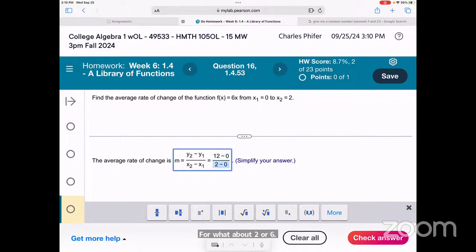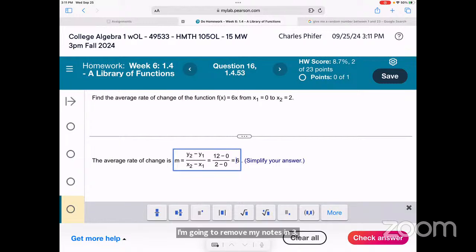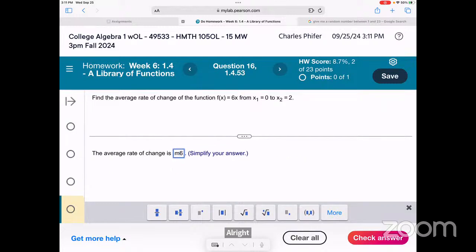Okay, so all I did was find the slope between 2 points. If you want a copy of these, you can screenshot it. I'm going to remove my notes in 3, 2, 1. Okay, so hopefully if you wanted a copy, you've gotten a copy. All right, so again, all we did was find the slope between 2 points there. Okay, let's go to question 14.